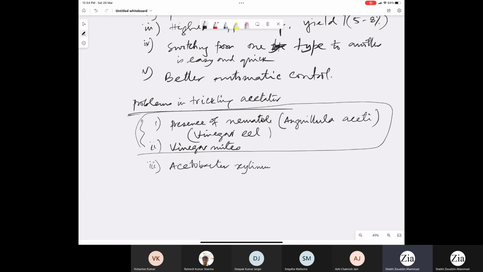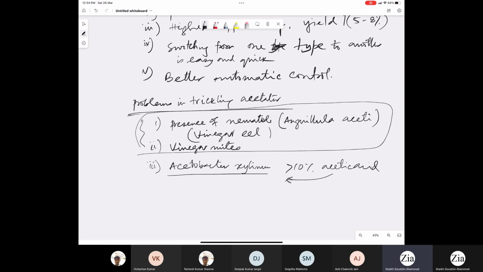Acetobacter xylinum can overgrow the Acetobacter oxidans if you have a very low concentration of acetic acid. So if you maintain more than 10% acetic acid, this over 10% acetic acid concentration will actually inhibit Acetobacter xylinum. The problem with growth of Acetobacter xylinum is that it will create really a slimy mat on the surface of the inert material, and it will not allow the actual, useful Acetobacter oxidans to interact with the liquid.